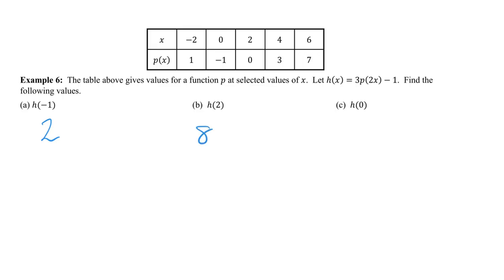Last one. I'll take the 0, put it right there. 2 times 0 is 0. I'm going to come up here, p of 0. There's the 0. I get out a negative 1, so it's 3 times negative 1 minus 1, and I get negative 4.